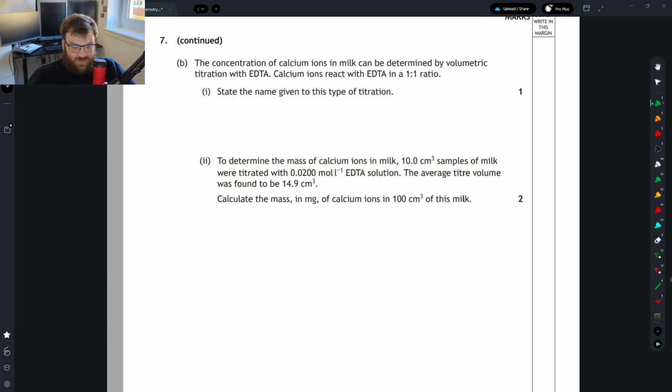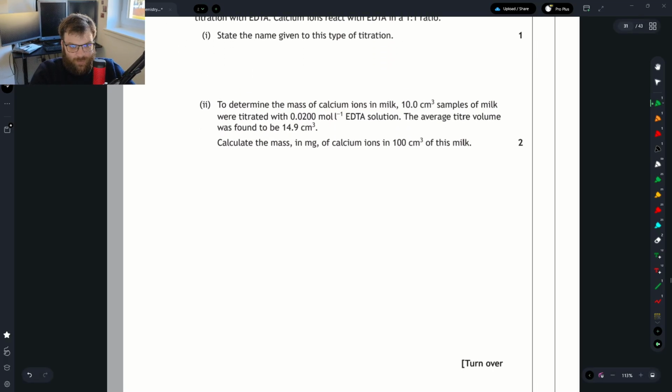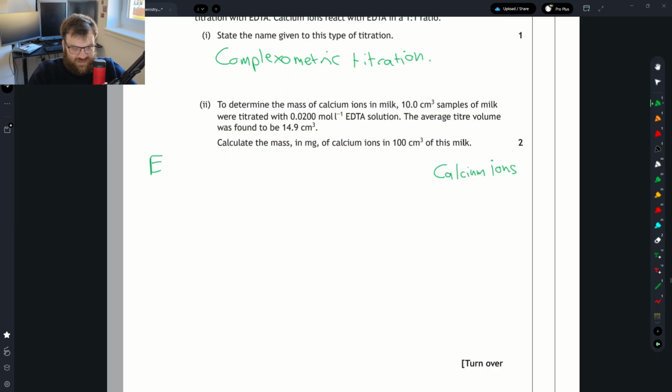This one, we're dealing with EDTA. As mentioned in my Using Your Knowledge of Chemistry questions, this is a complexometric titration. Okay, so at the end of this, we want to know the mass of calcium ions. So let's put that over to the right-hand side. And we must be told information about the ethylene diamine tetraacetic acid. We are told the concentration and the average titer value.